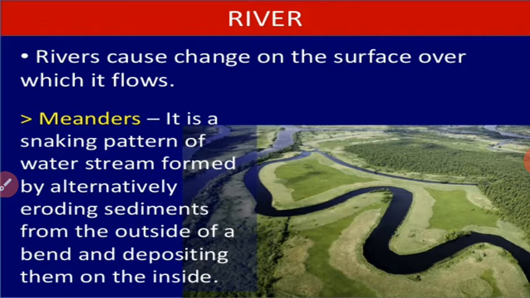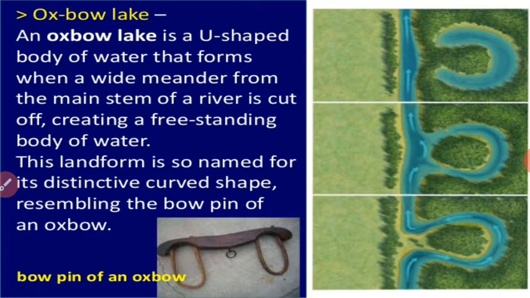So a meander is a snaking pattern of a water stream, formed by alternately eroding sediments from the outside of a bend and depositing them on the inside. So it keeps on moving, and because of that movement there are a number of changes, and those changes keep changing the landform. And that's what we are studying about the major landforms, the change of the earth. So meanders, as you can find in the picture also.